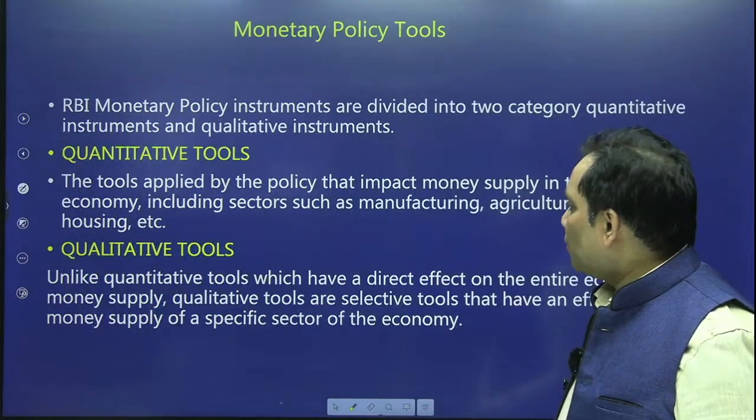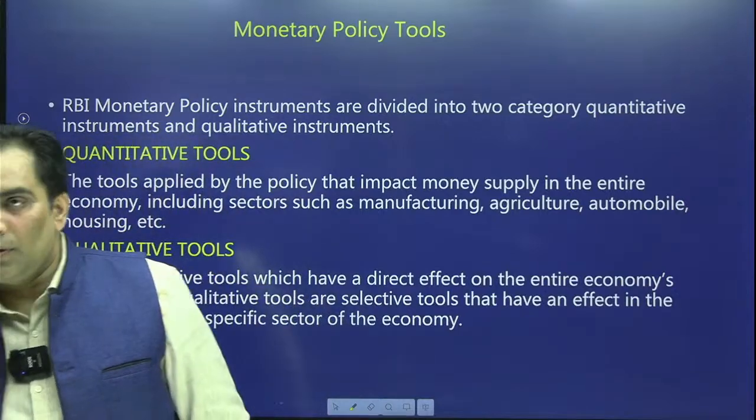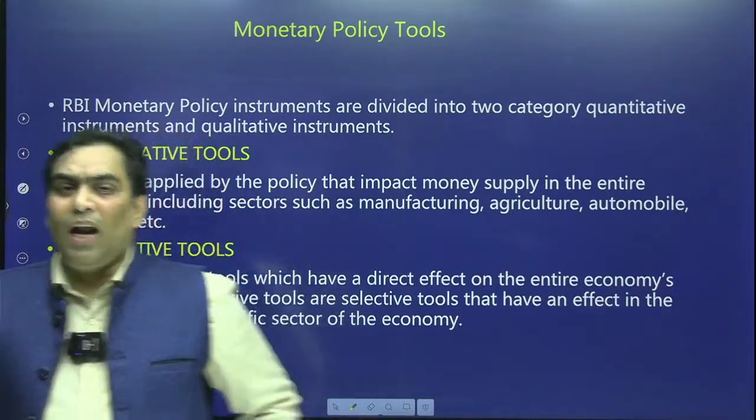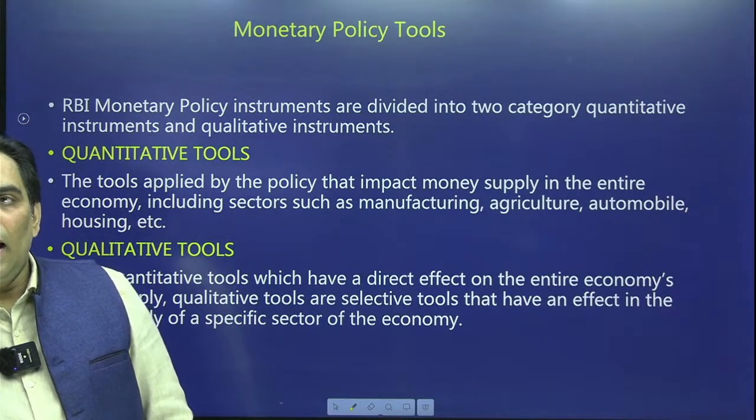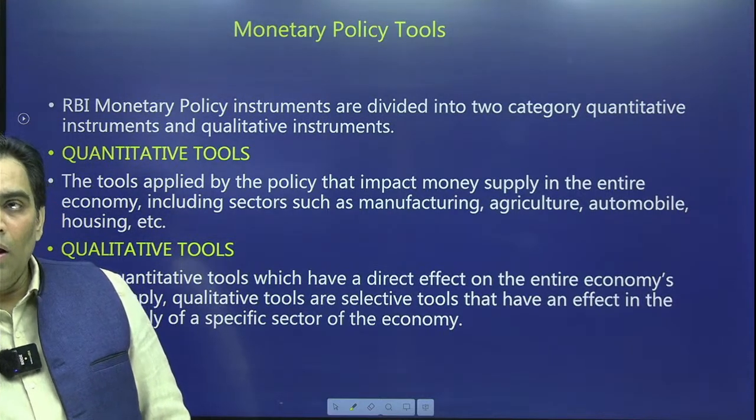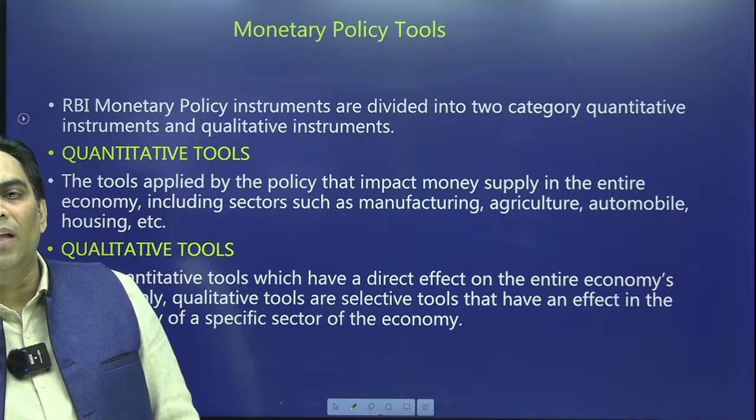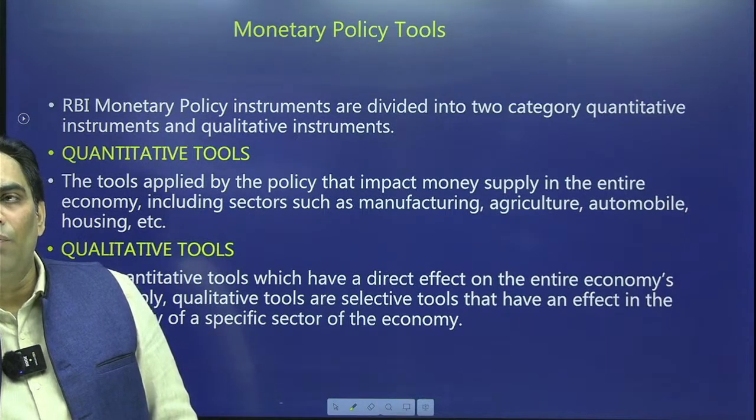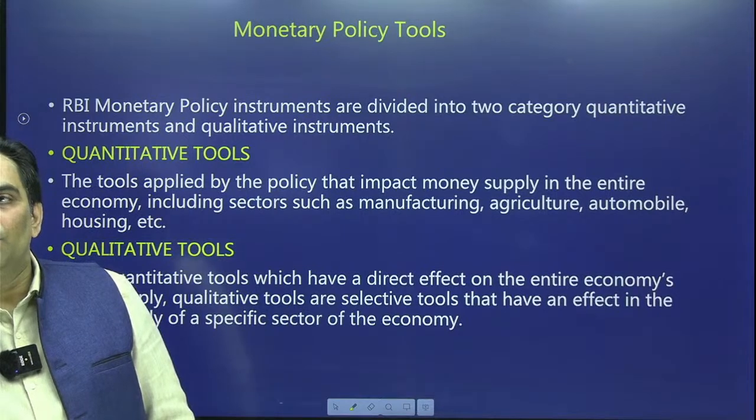Now, we are going to discuss the tools of monetary policy. What are the tools available with the RBI through which the RBI increases or decreases the money supply in the economy as per the need of the hour? So we are going to discuss those tools.